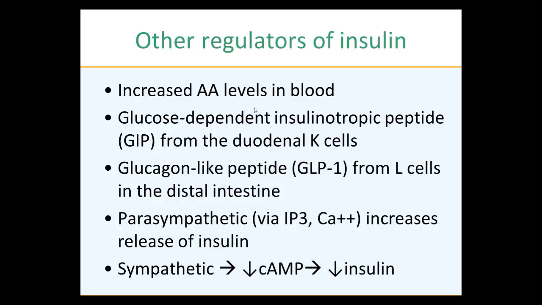And this is pretty much what we talked about earlier, the regulators other than sugar. So increased amino acids will increase the insulin. There are very important peptides. They act as hormones. They talk with the pancreas. They're coming from the intestinal lining, from the duodenum and the distal intestine, and those cells will secrete what I told you earlier are called incretins, and those will stimulate the insulin secretion. Two of the incretins are mentioned here: glucose-dependent insulinotropic peptide, GIP for short, and glucagon-like peptide 1 is another one.